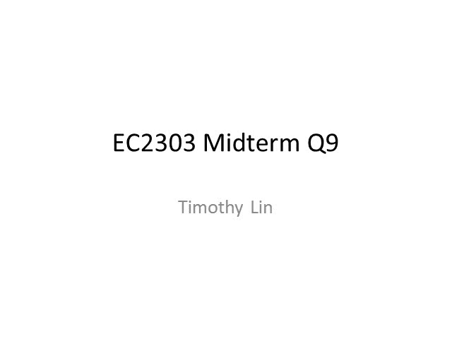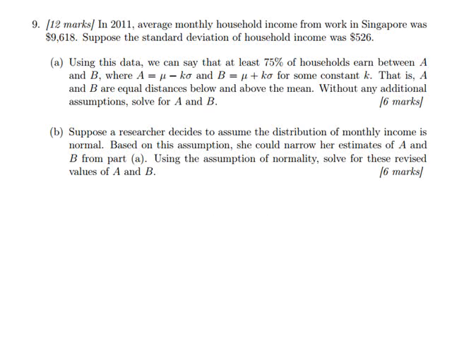Hi everyone, in this video I'll be talking about midterm question 9. We're given that the average monthly household income in Singapore is 9618 and the standard deviation is 526. So we can write it down. However, we're not told any other assumptions of the distribution, so we should not assume any other particular distribution.